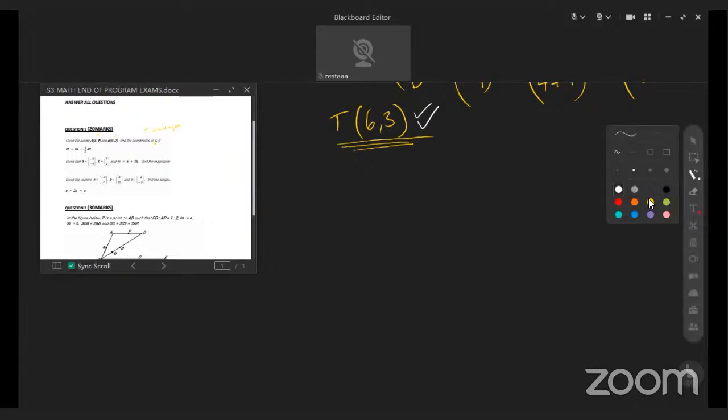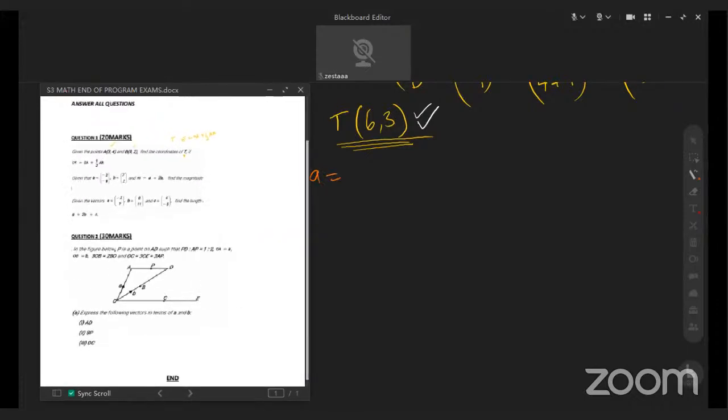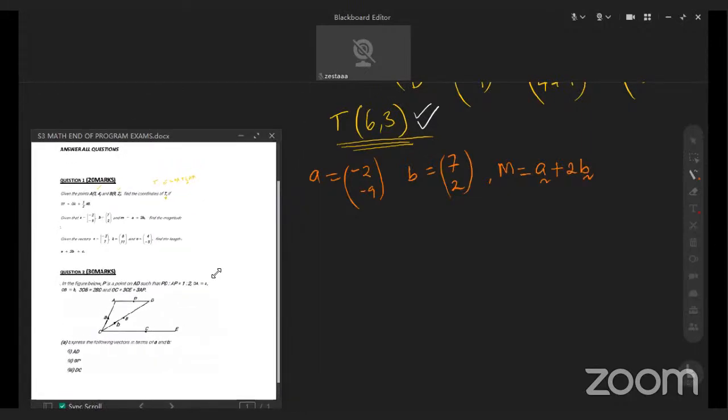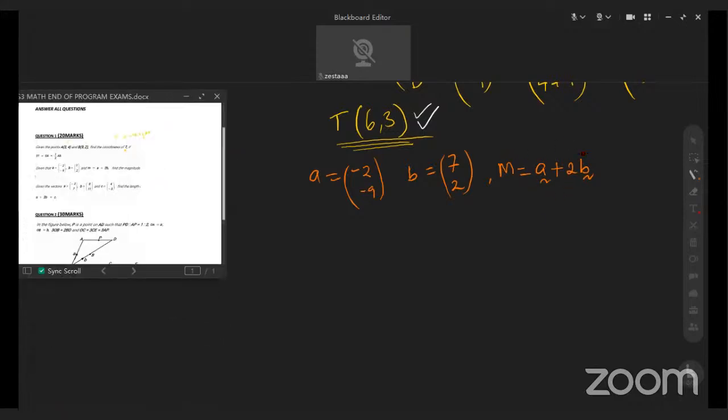So here we are. We said our A is equal to (-2, -9), and B is equal to (7, 2), and we are saying M is equal to A plus 2B. That's what we do have. So what is your first task? Your first task is to find this M. We've even been given a formula that our M is equal to A plus 2B. So you're just going to do the substitution and you'll be done to get M.